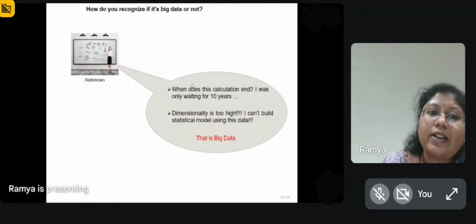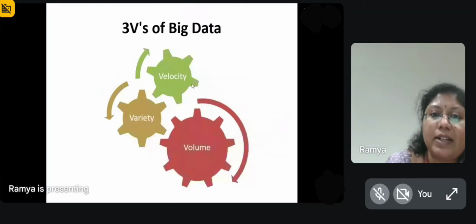In the same way, the statistician. According to him, how will he recognize whether he has to use big data or not? When does this calculation end? He was waiting for more than 10 years, or the dimensionality is too high, and I cannot build this model using the data. Then people can move on to big data.